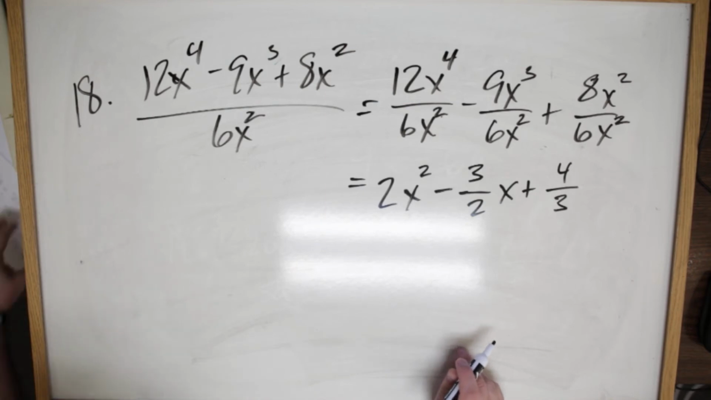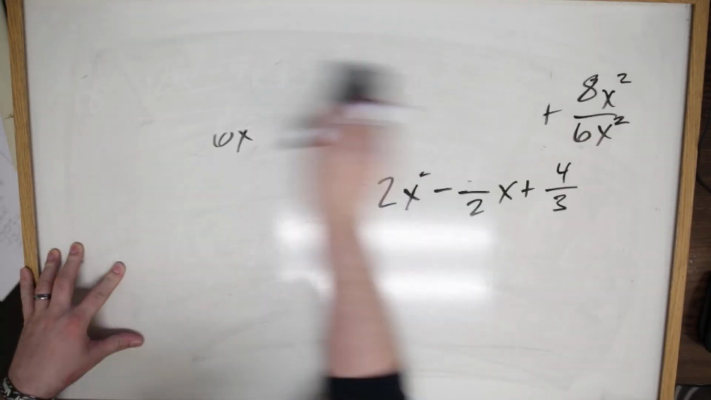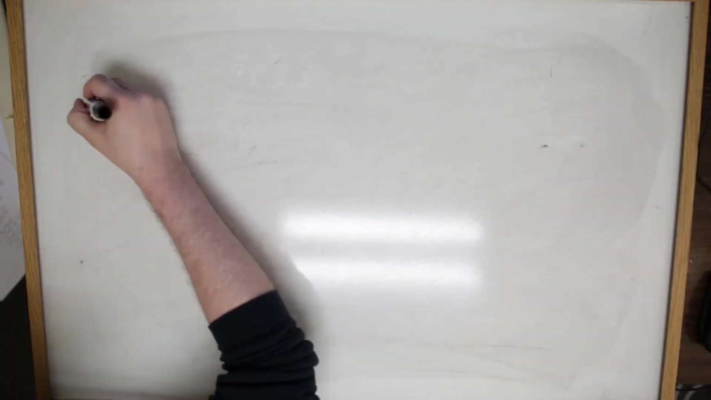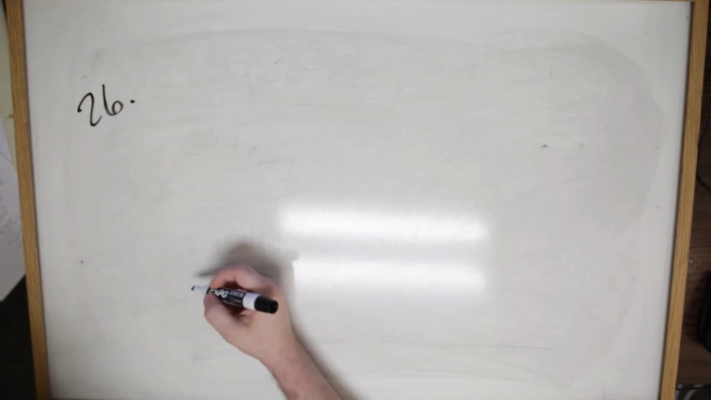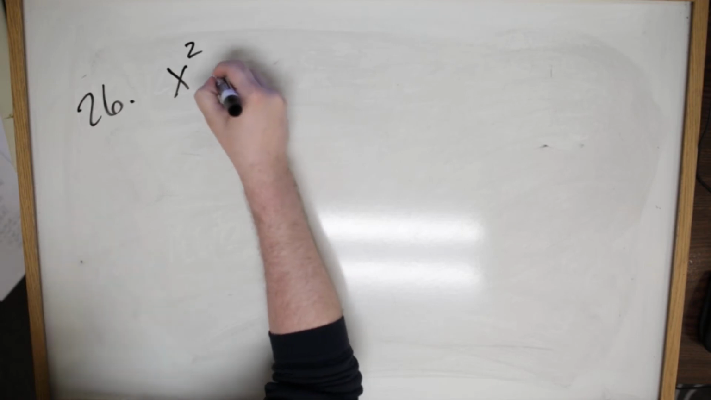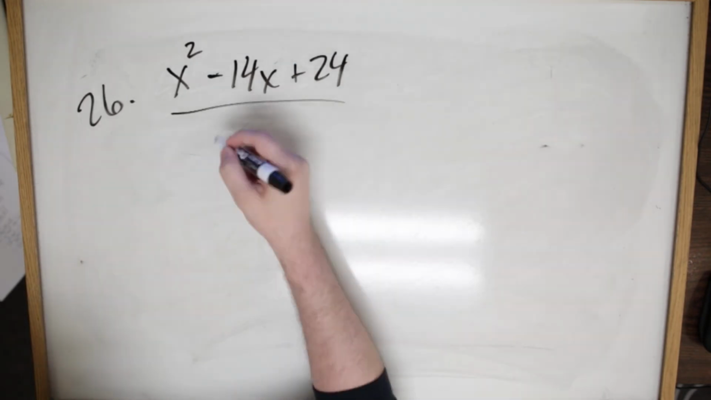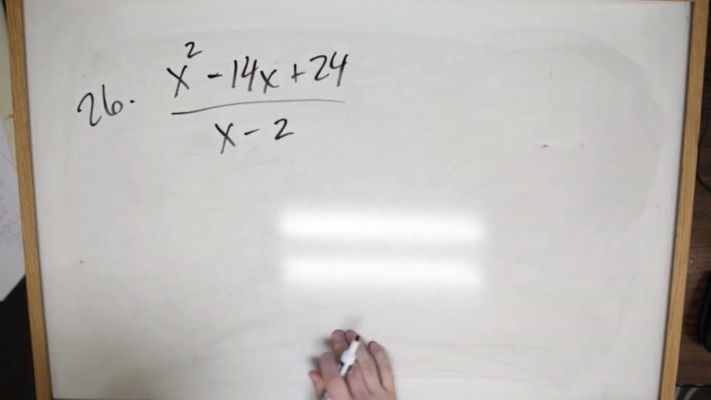Okay. So again, that's kind of just the nitty-gritty of doing division by monomials. Now let's jump into doing division by polynomials, okay, or a binomial in this case. The next couple are going to be just binomials. All right, so question number 26. Let's do x squared minus 14x plus 24 divided by x minus 2. Okay?